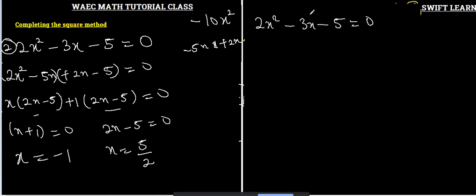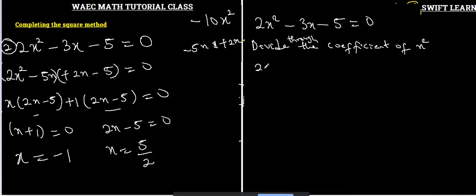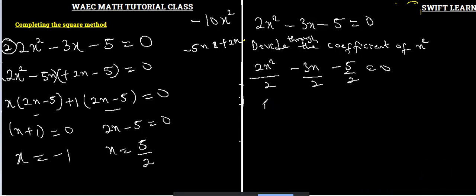Alright, so what is the first thing you do in completing the square? You divide by the coefficient of x squared. What is the coefficient of x squared? 2. The coefficient of x squared is 2. So I have 2x squared divided by 2, minus 3x divided by 2, minus 5 divided by 2 equals 0. So you have x squared now minus 3 over 2 x minus 5 over 2 equals 0.